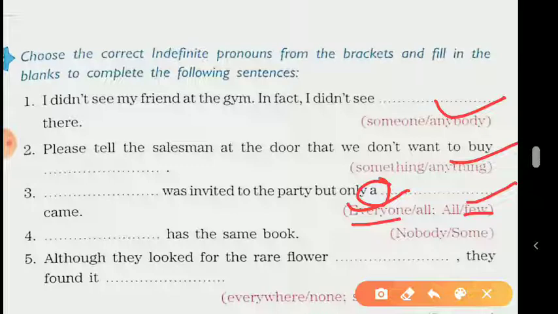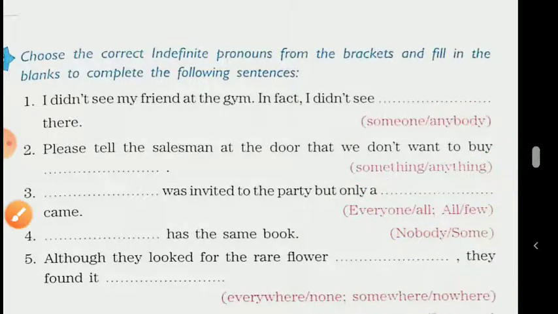Fourth, dash has the same book. Now some we cannot use over here. Some has the same book because has is over here, children. So we'll be using nobody has the same book. Nobody has the same book.